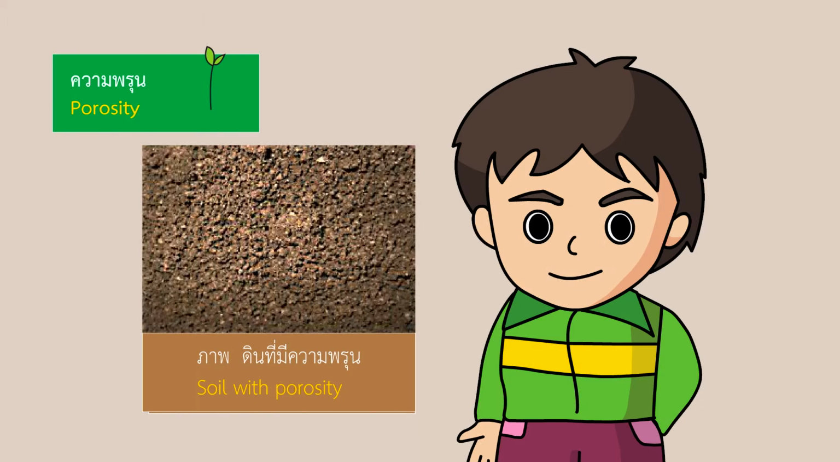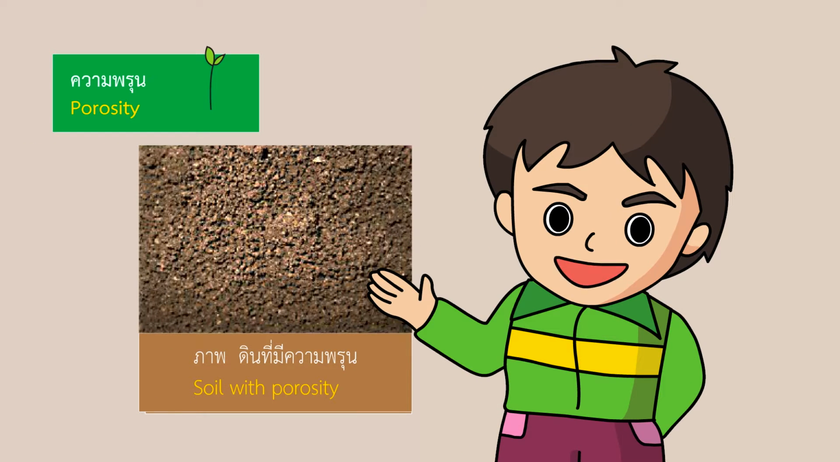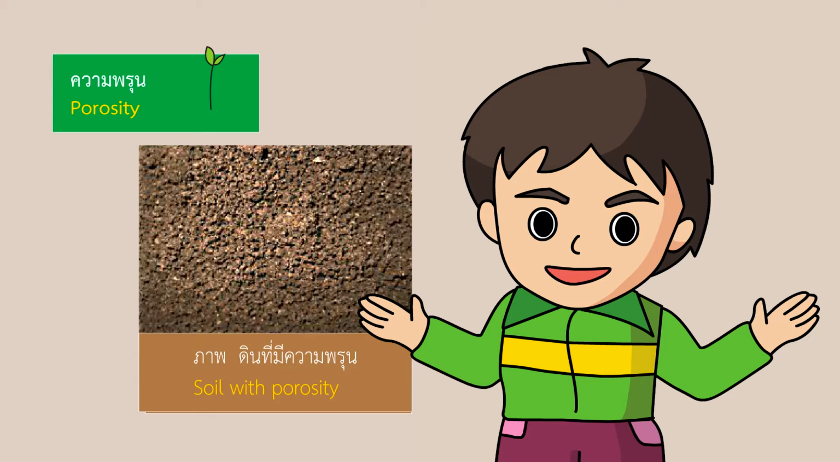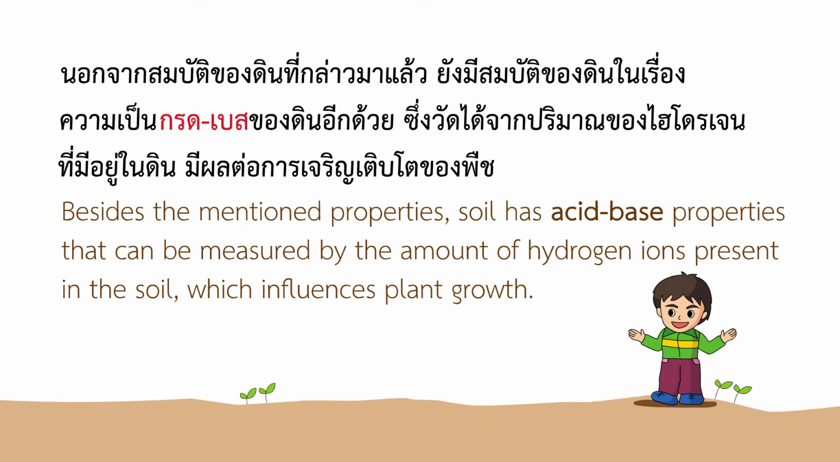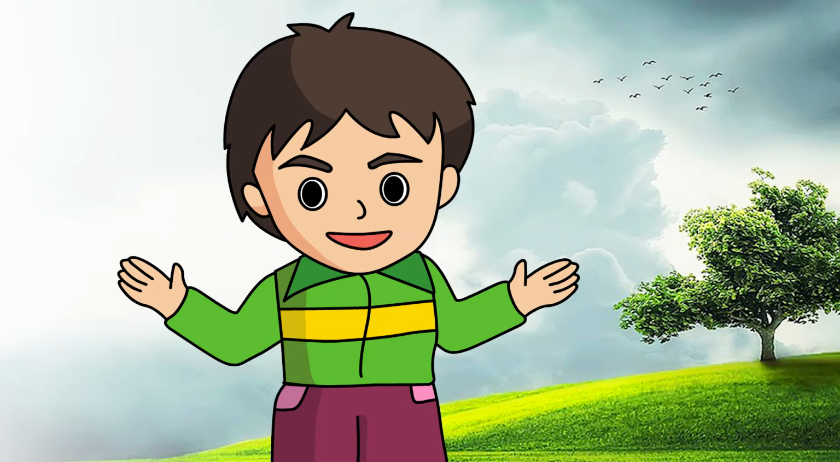Porosity. Porosity refers to the volume of soil voids that can be filled by water and air. Topsoil will have more porosity than subsoil. Besides the mentioned properties, soil has acid-base properties that can be measured by the amount of hydrogen ions present in the soil, which influence plant growth.